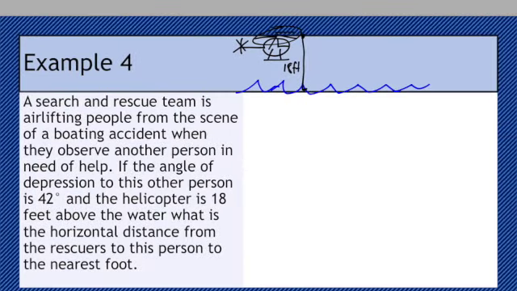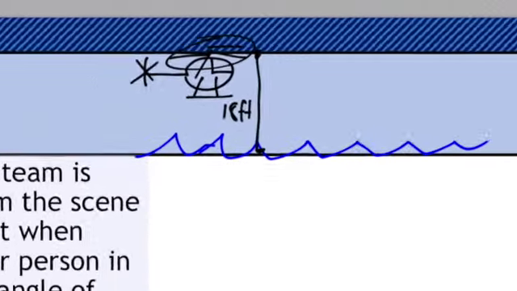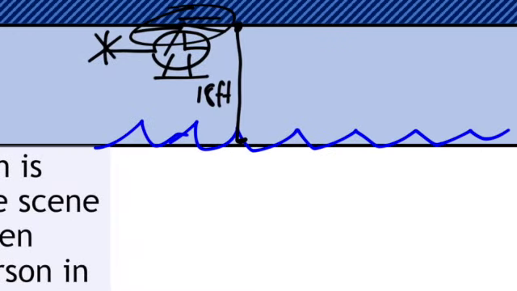The angle of depression to this other person is 42 degrees. So from the helicopter, you're looking at a person who's out over here somewhere. Let's say this person's right over here underwater, and they need help.